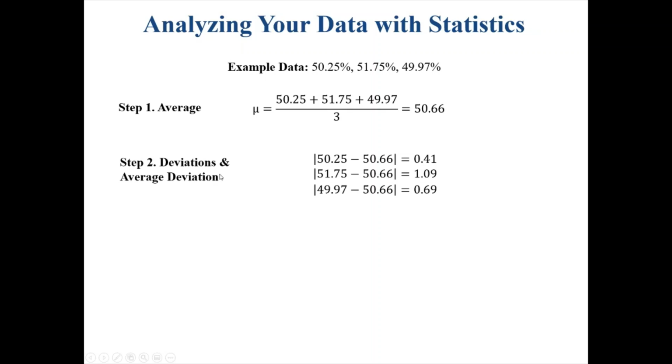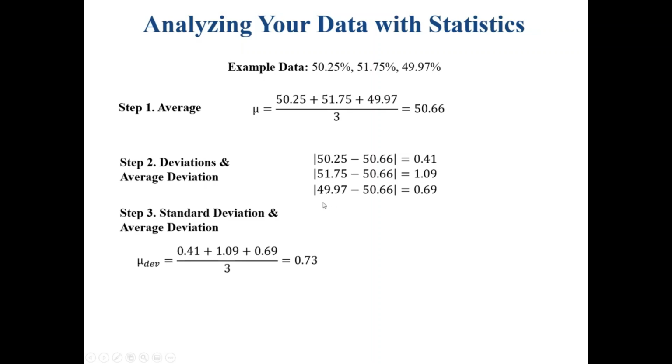Now here's the deviation part. What we do is take each of those data points, 50.25, 51.75, and 49.97, and subtract the mean away from it. It doesn't matter which order, whether you put the mean first and then the number, or the number and then the mean. It doesn't make a difference, because with absolute values you're going to get a positive number no matter what. So whatever you get out of your calculator, you report a positive number here, because these are absolute values. So these are our 3 deviations. We get 0.41, 1.09, and 0.69 when we do those subtractions.